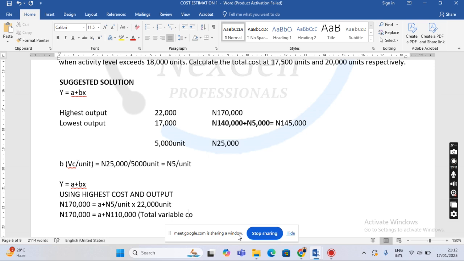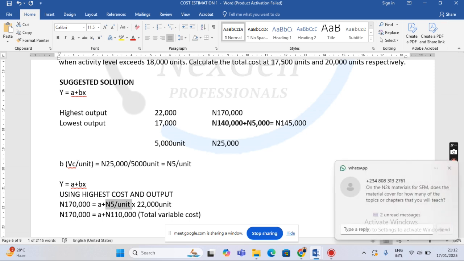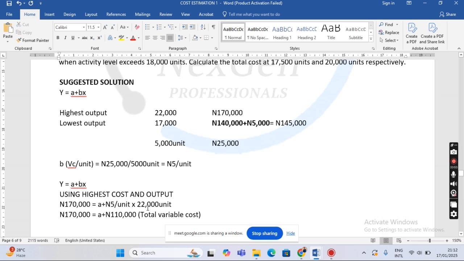Class, do you know why it is called total variable cost? Variable cost per unit is always constant, right? Now, total variable costs are costs that vary with the levels of activity. You already say that your variable cost per unit is 5 naira, and you produce 22,000 units, class. What is your total variable cost? It will be 110,000 when you multiply it. Is that not so? Now, if you produce 50,000 units, for instance, your variable cost per unit will still remain 5 naira.